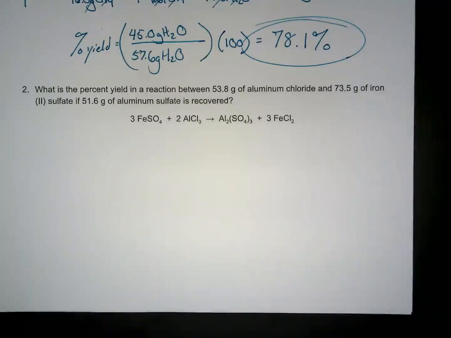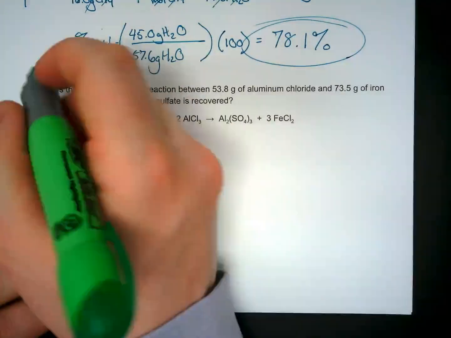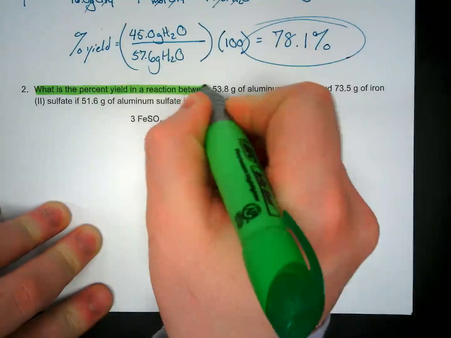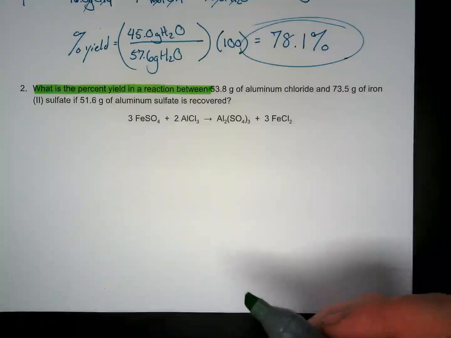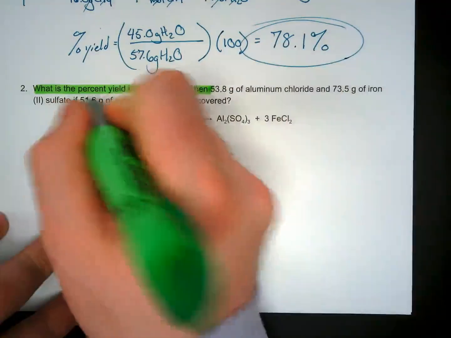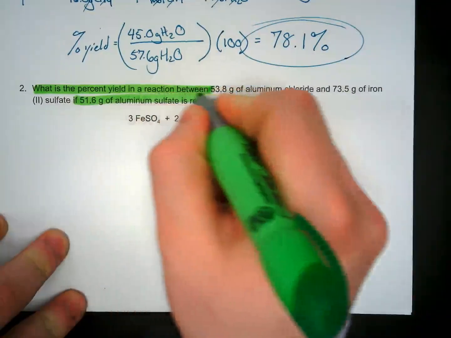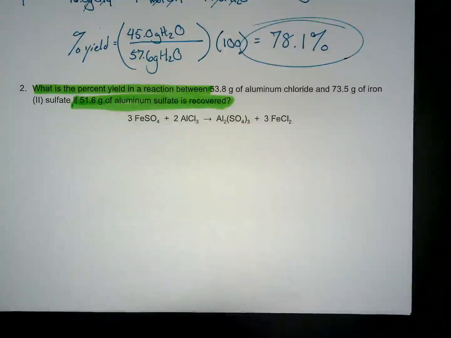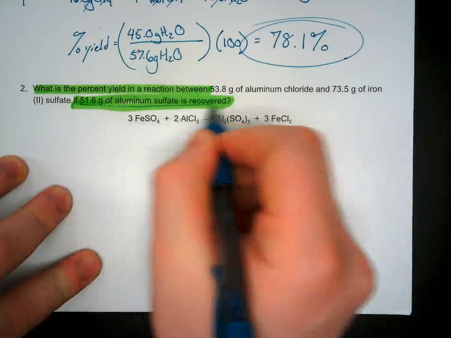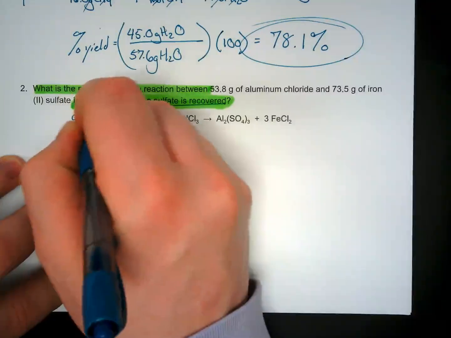So first it's asking, what is the percent yield in a reaction between 53.8 grams of aluminum chloride. So it's, what is the percent yield in the reaction? And it's really just one question. I should be a bit more specific. So here, this is our question, and then here is our actual. This is our actual mass.